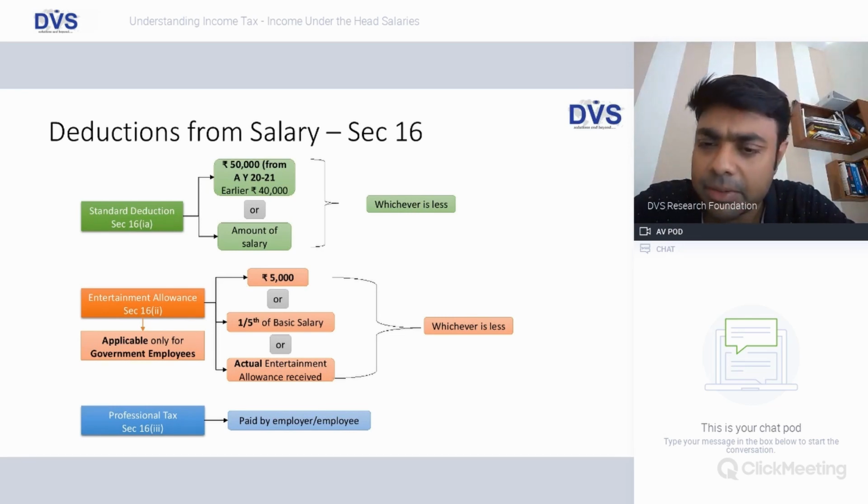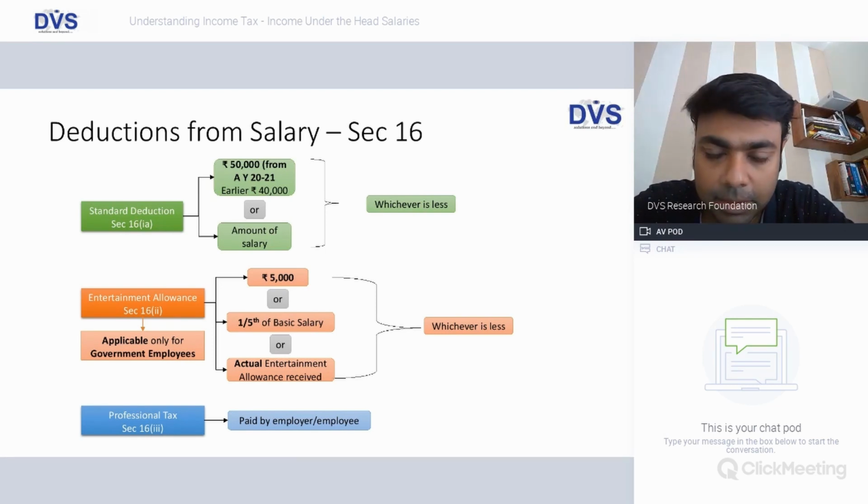Entertainment allowance is fairly straightforward. It's the least of three: the actual amount, 5,000, or one fifth of basic salary. Again, whichever is less. For professional tax, the actual amount paid by the employer or employee will be allowed as a deduction. If it is paid by the employer, it will be added to income as an obligation of an employee met by the employer and then allowed as a deduction.